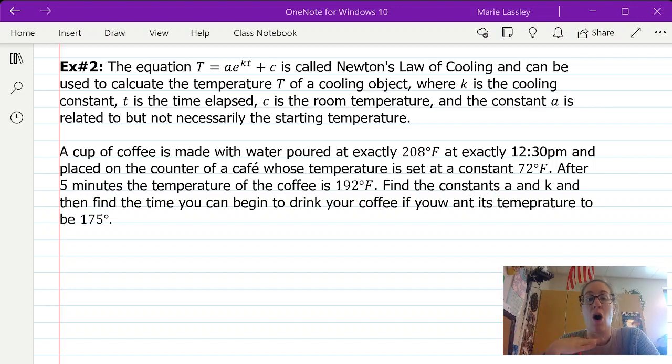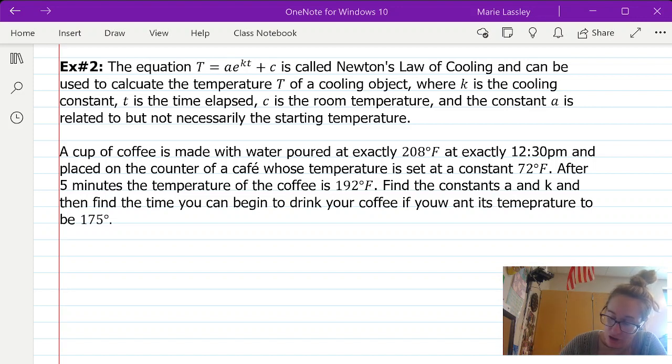Okay, so all of that was just trying to explain to us what this formula is. All right, so here's the actual problem. It says a cup of coffee is made with water poured at exactly 208 degrees Fahrenheit at exactly 12:30 p.m. and placed on the counter of a cafe whose temperature is set at a constant 72 degrees Fahrenheit. Okay, we can unpack some of this information.